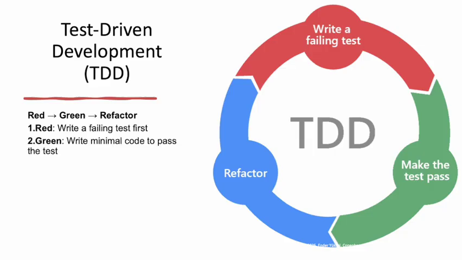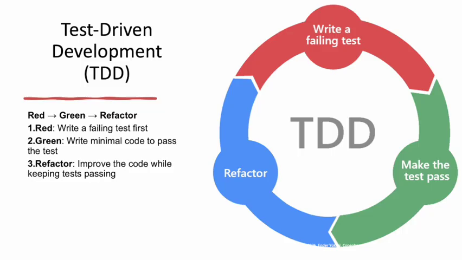Green phase. Now you write the minimum code necessary to make the test pass. Not elegant code, not perfect code, just enough to turn the test green. If your test checks that calculateDiscount(100, 0.1) returns 90, which is a 10% discount on a price of 100 returning 90, you write just enough code to make that happen.